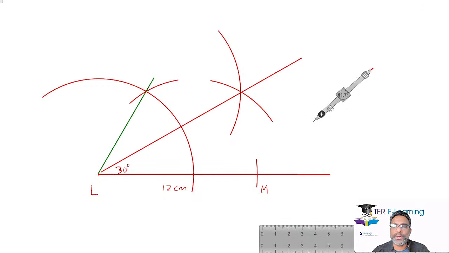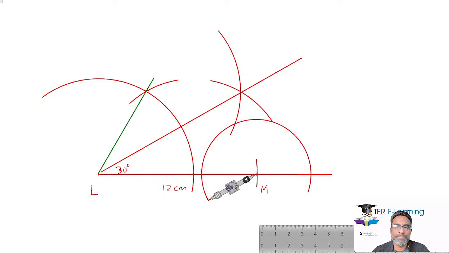Right, now what I want to do, I want to construct a 90 at the point M. To do that, all I need to do is this. You draw an arc like this, then you take the compass, place it at this point here. Now the diagram can get a little complicated sometimes. Draw an arc here. Come on this side. We're going to draw an arc here.